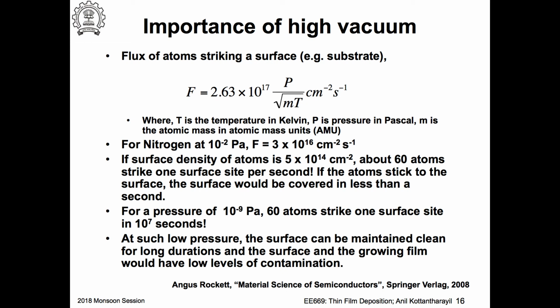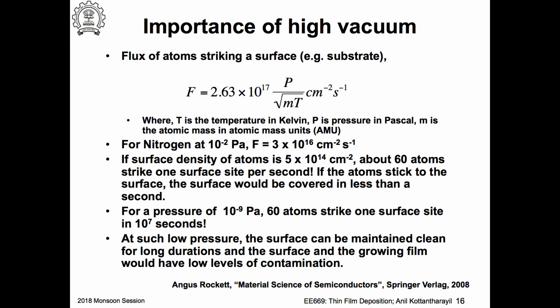physical vapor deposition. So for example, nitrogen, so the mass is important. At 10 raised to minus 2 Pascal, the flux is 3 into 10 raised to 16 per centimeter square per second. Now this probably does not give you a sense. So you are saying that every second, if I keep my hand somewhere, this is already a vacuum condition, I would have a very large number of nitrogen molecules hitting my hand at room temperature.